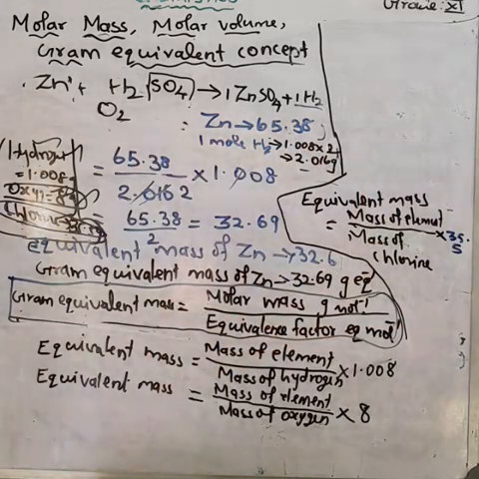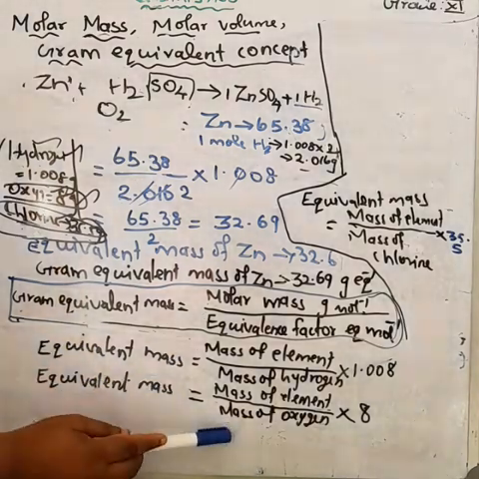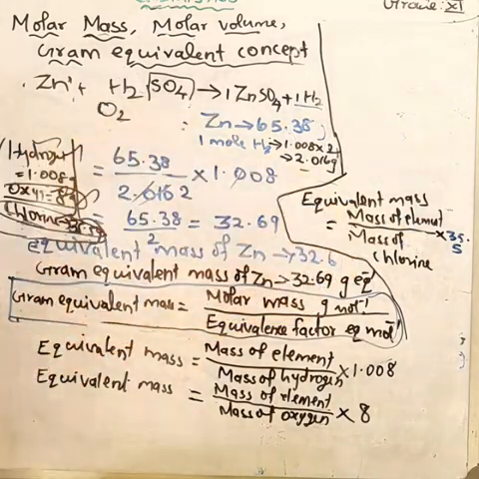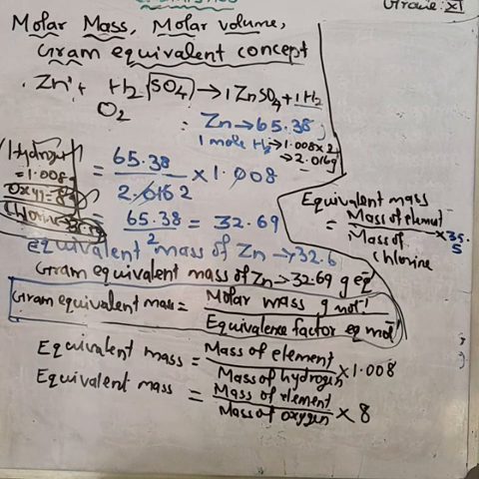Understood? So the equivalent mass is defined as the mass of an element that combines or displaces 1.008 gram hydrogen or 8 gram oxygen or 35.5 gram chlorine. This is the equivalent mass. If we write the unit gram for the equivalent mass of the element, we can say gram equivalent mass.